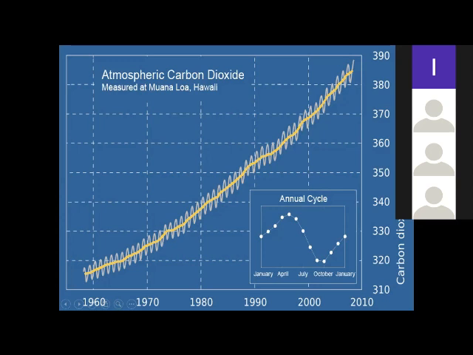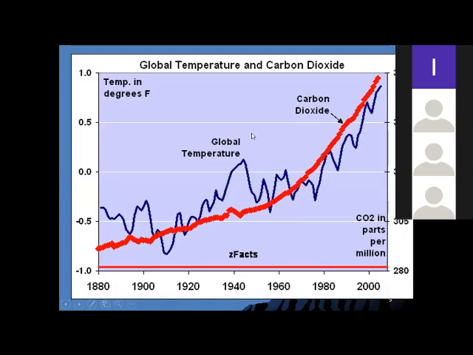Now, there is a very clear connection between carbon dioxide in the atmosphere and the global temperature. Since 2010, new things are also there. It is going up rapidly in a very steep way. So that's real.